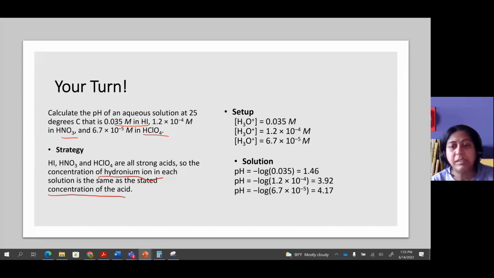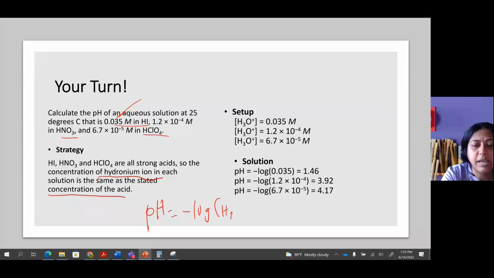So the concentration of H3O plus equals the initial concentration of the acids, and the pH is the negative log of the H3O plus concentration. So you plug those values in instead of H3O plus and you will calculate the pH value for the solutions of these three strong acids.